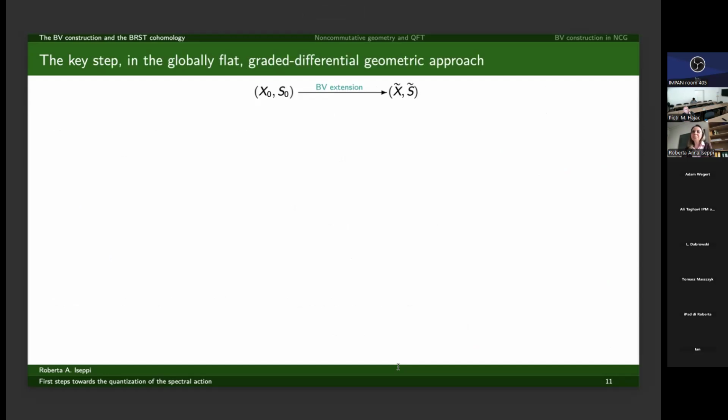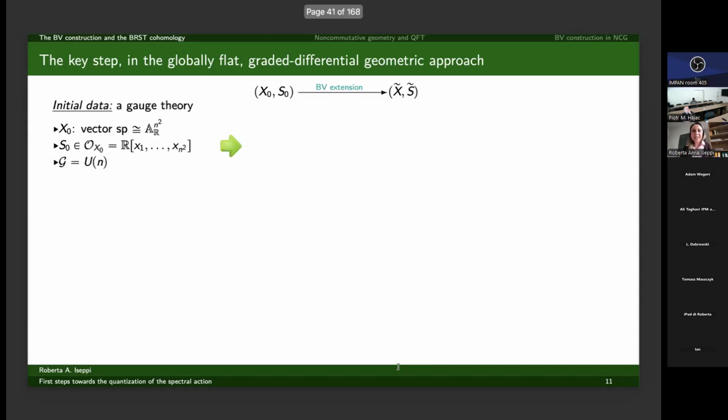But let's put a little bit of structure so as to know exactly what we're dealing with. And as I said, I'm going to describe it in easier cases, some kind of globally flat graded differential setting.